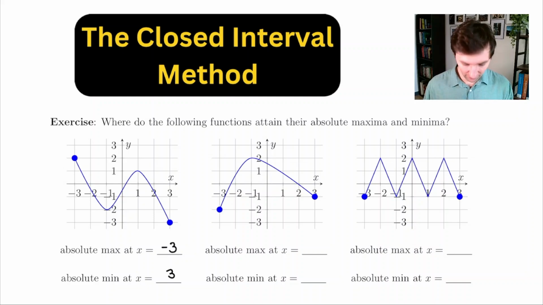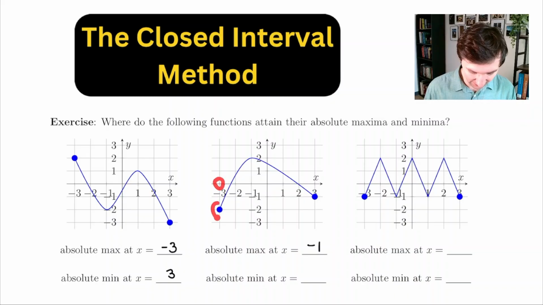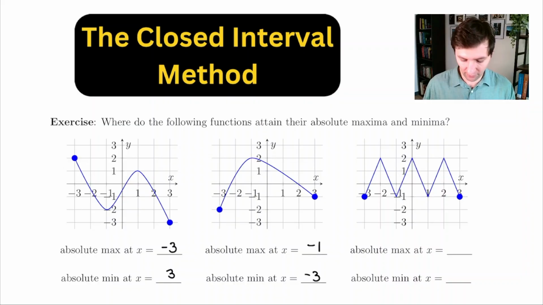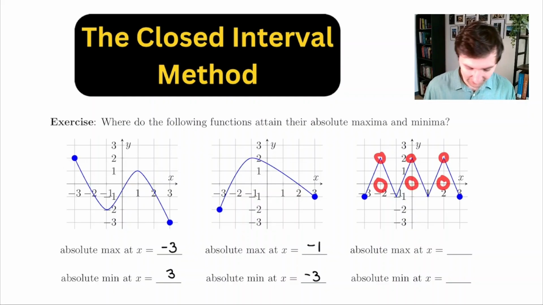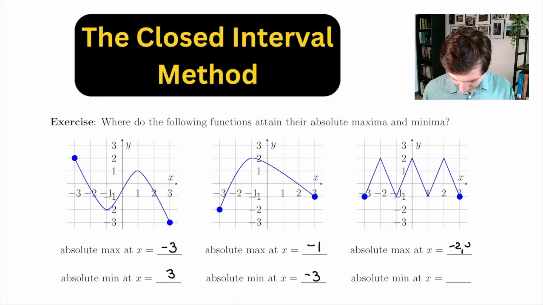In a second example, the absolute maximum of this function occurs at -1. The absolute minimum of this function occurs at -3. In the last example, the absolute maximum of this function is 2, and it occurs in 3 different places. It occurs at x equal to -2, at x equal to 0, and at x equal to 2. Absolute minimum of this function occurs in 4 different places. It occurs at -3, -1, 1, and 3.